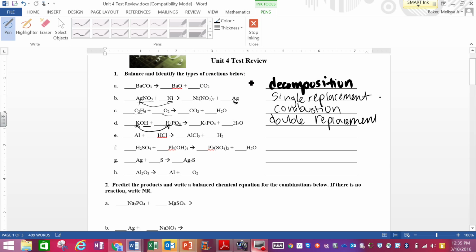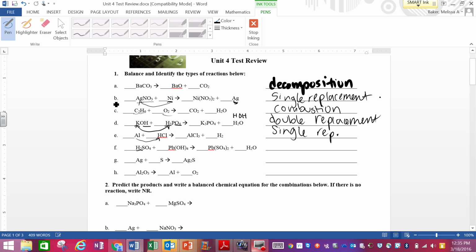Might be kind of hard to see because H2O, think of it as HOH. Now it's a little easier to see that the H is moving into K's spot and the K is now with the phosphate. Letter E, one thing kicking hydrogen out. That's another single replacement.